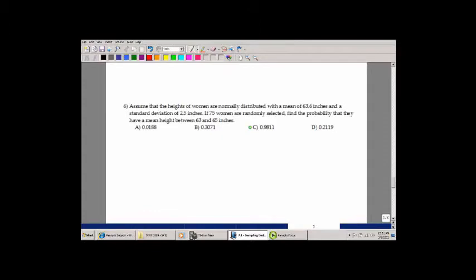All right, one more problem for this section. Hopefully this has helped clarify this for you. Assume that heights of women are normally distributed with a mean of 63.6 inches and a standard deviation of 2.5. If 75 women are randomly selected, find the probability that they have a mean height between 63 and 65 inches.